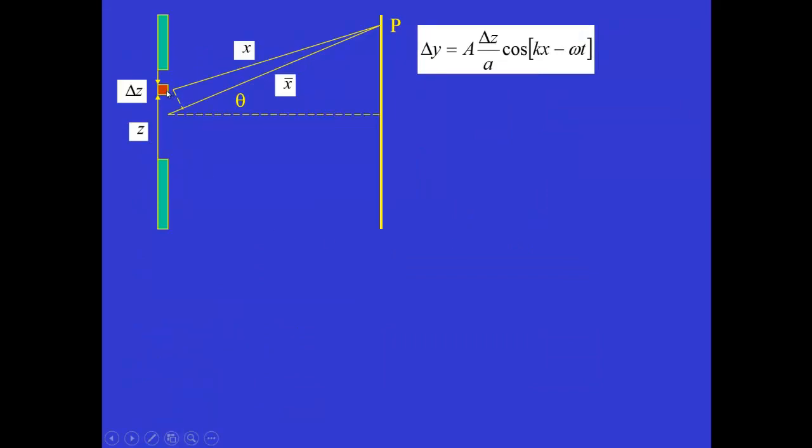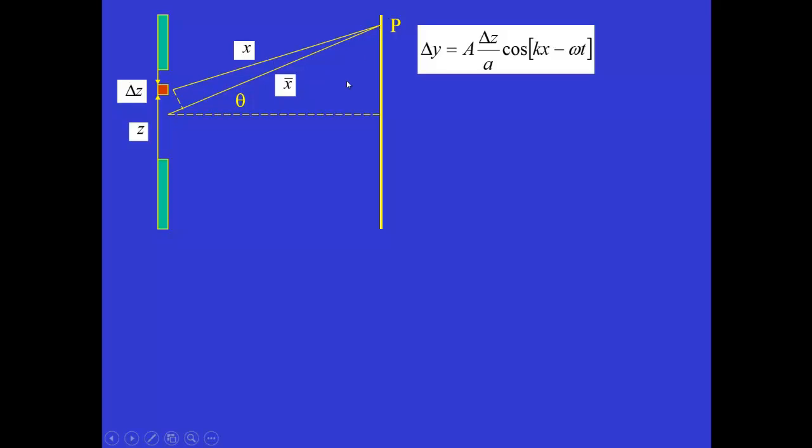You can see that the red region is a tiny piece of the overall slit that has width delta z, and the coordinate system we'll use is to call the distance z measured from the bottom of the slit. So that's where that little piece is located. And z equals 0 is the bottom edge, and z equals a is the top edge. So x is the distance that the wave has to travel coming from the region delta z to get to point P on the screen.